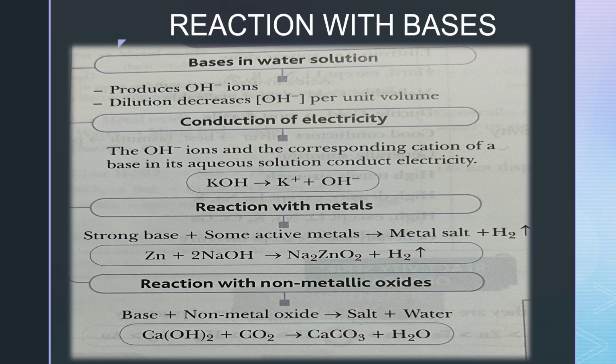Now let's move towards the reactions given by the bases. Bases are going to produce OH minus ions, and they will decrease the OH minus ion concentration on dilution. They can conduct electricity because they have charged ions. If you react a base with any of the active metals, like zinc or aluminium, these are the active metals, sodium zincate, a salt, is formed, as well as hydrogen gas is also produced, right?